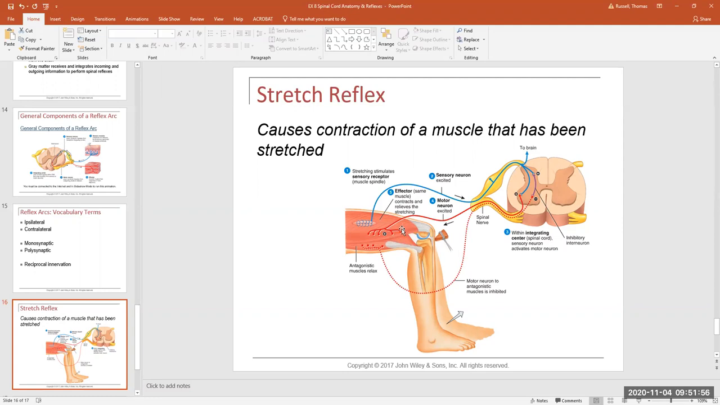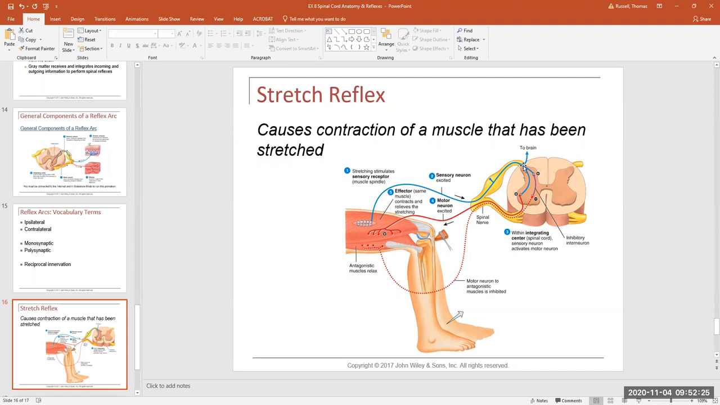Now, in order to make our leg extend the knee, we have to do something else, though. We have to relax the antagonistic muscle group, which is the hamstring muscle group, the biceps femoris and the semitendinosus and semimembranosus muscles you guys are identifying. So in order to make these muscles relax, we have what's called reciprocal innervation.